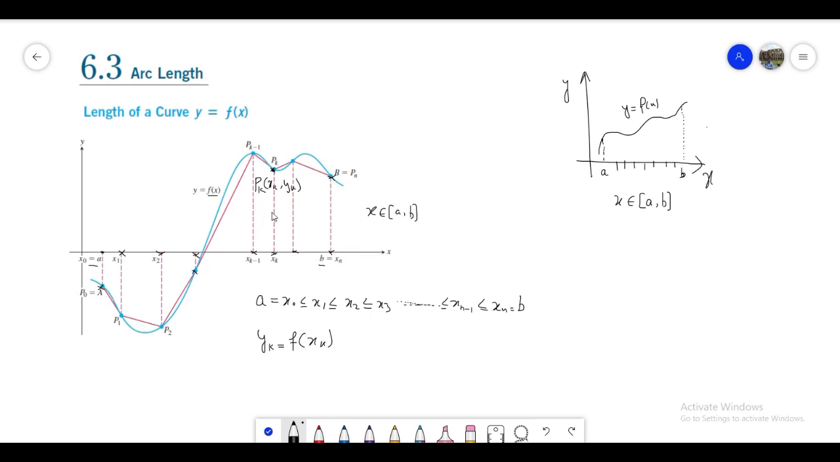If we look at this segment, this is xk and this is xk minus 1. In that case, we can have the width of the interval, which can easily be computed, like we have done in the previous lectures. It is delta xk, which is xk minus xk minus 1, and this is called the width of the interval.